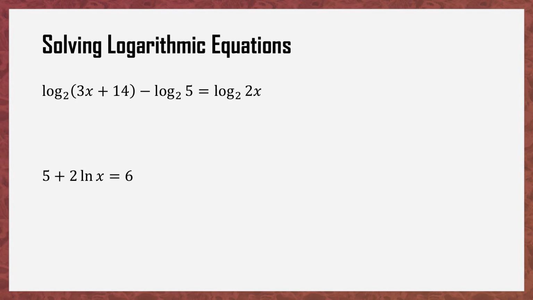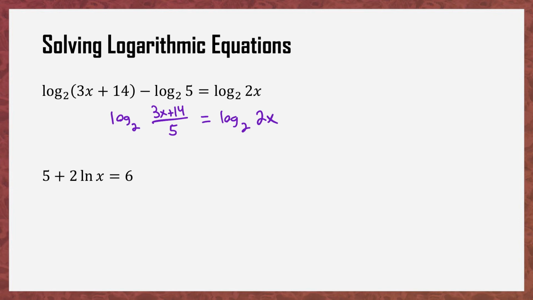Okay, wow. We got a lot going on here. We are actually going to use the properties of logarithms to help us solve this next problem. I notice I have log base 2 of a parenthesis with a bunch of stuff in it, minus log base 2 of 5. I think I can rewrite that whole side with one logarithm because they're both log base 2 and they're being subtracted. I know this is really a division problem. So this is log base 2 of (3x plus 14) over 5. And that equals log base 2 of 2x.